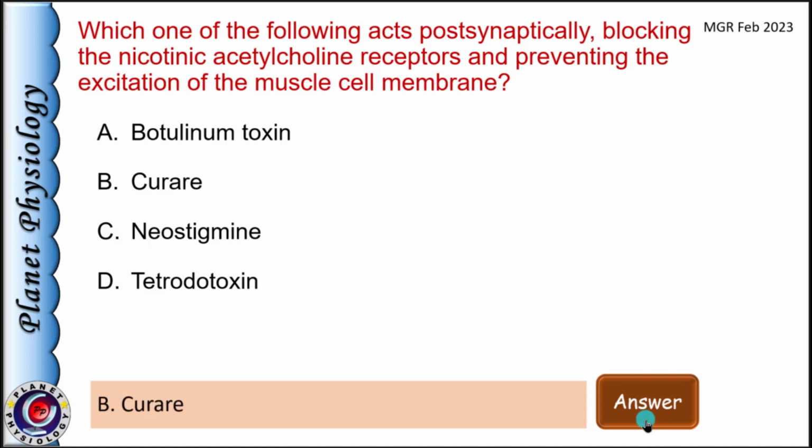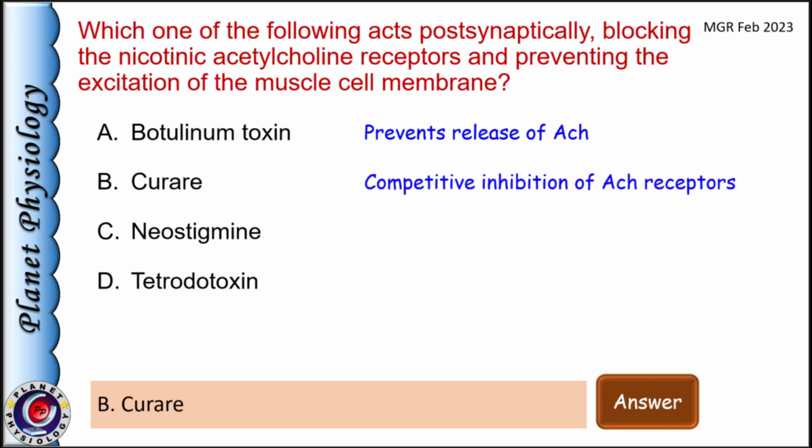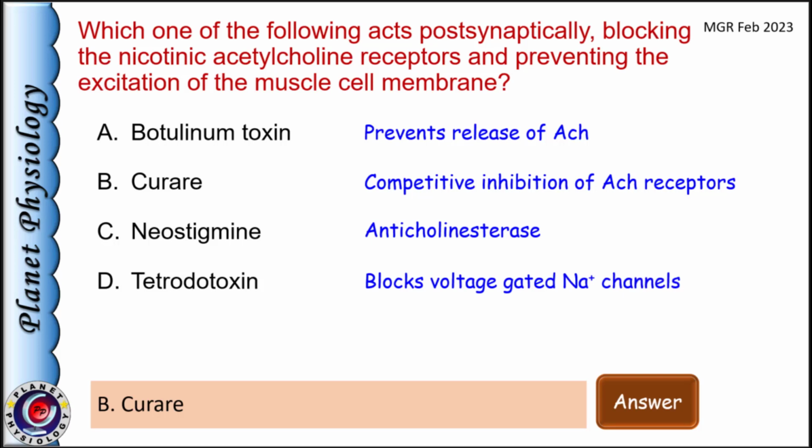Curare. Let us see the action of each. Botulinum toxin prevents release of acetylcholine, so it acts presynaptically. Curare is an arrow poison and causes competitive inhibition of acetylcholine receptors on the end plate, so it is a postsynaptically acting agent. Neostigmine is an anticholinesterase, so it prevents the action of cholinesterase, and tetrodotoxin blocks voltage gated sodium channels. So the correct option is B, curare.